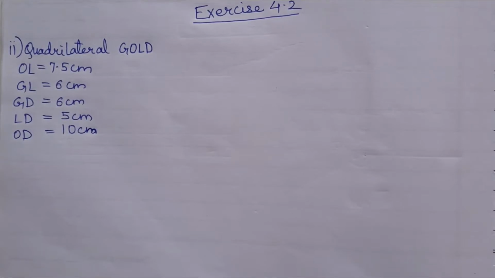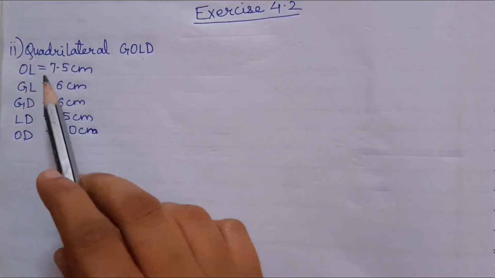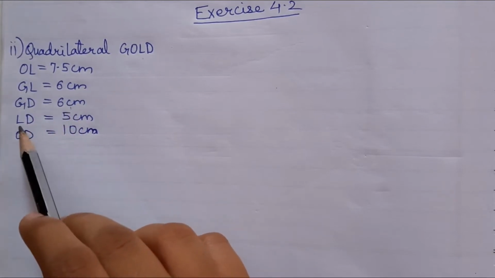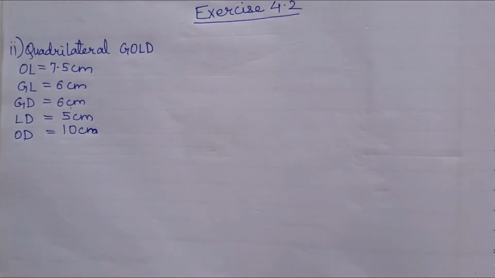Hello everyone. In this video we will be doing NCERT grade 8 chapter 4 practical geometry exercise 4.2 subquestion 2. So this is a construction chapter and in this question we have to construct a quadrilateral GOLD and they have given us a few measurements: OL 7.5 cm, GL 6 cm, GD 6 cm, LD 5 cm and OD 10 cm. So this is a type of construction where we have been given 3 sides and 2 diagonals. So we have to construct the figure using these 3 sides and 2 diagonals.